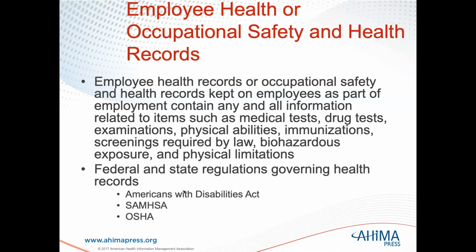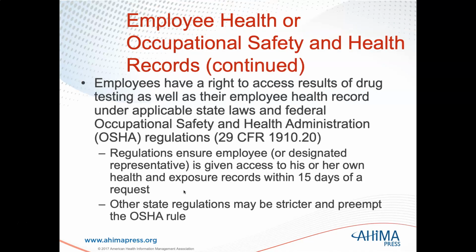I'm going to move on to OSHA, and this is on page 361. So when it comes to employee health or occupational safety, or OSHA, these records are kept on employees as part of employment and may contain any and all information related to items such as medical tests, drug tests, examinations, physical abilities, immunizations, screenings, biohazardous exposure, and physical limitations. There are quite a few federal and state regulations that govern health records when it comes to employee health or occupational safety, that type of thing.